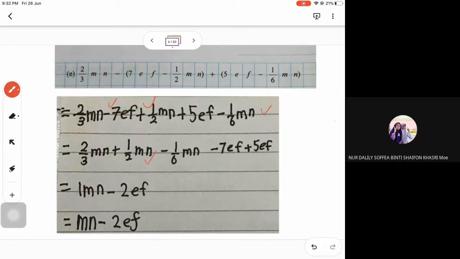Alright. Okay, you can just straight away give this final answer. Okay, thank you, Dalili. Very good. Sambil-sambil ni, you all boleh tick lah jawapan masing-masing dah tulis kat buku kan? So, you boleh tick jawapan masing-masing lah.